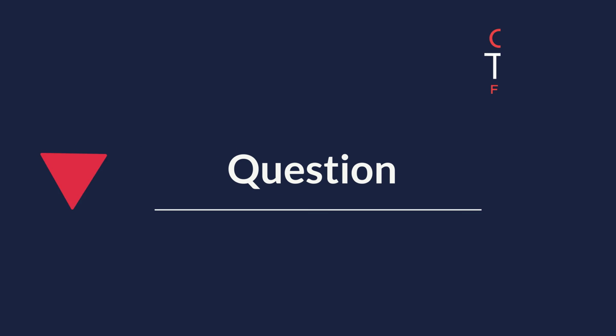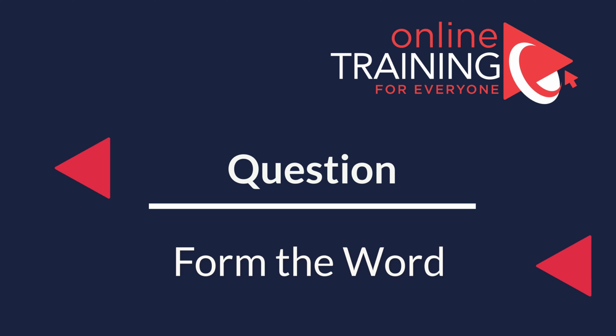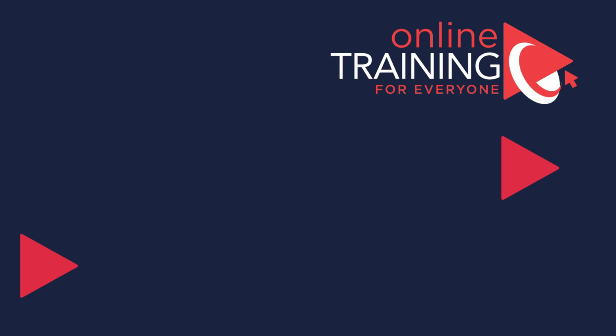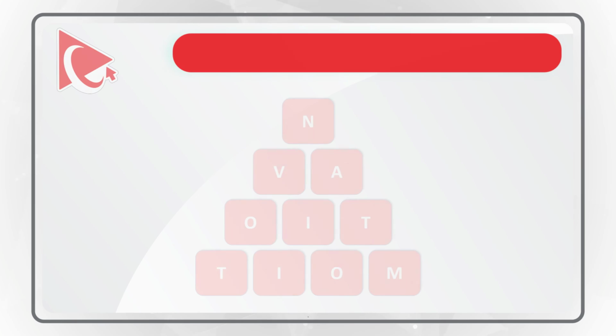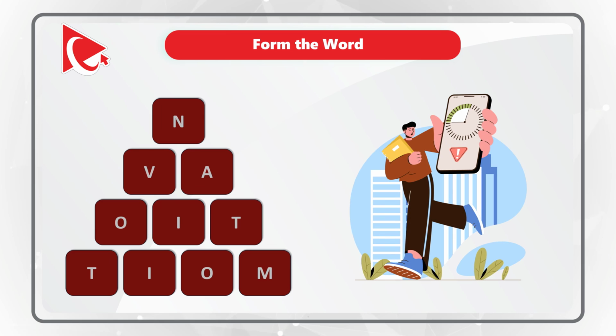One of the very hard challenges is forming words using a certain number of letters of the English alphabet. In this question, you're presented with 10 letters, and you need to form a word using all the letters only once. The letters are N, V, A, O, I, T, and T, I, O, M. Do you see the word here? Give yourself a little bit of time, maybe 20 to 30 seconds.